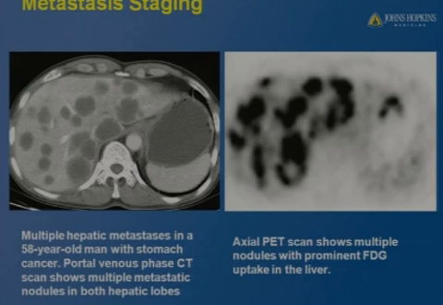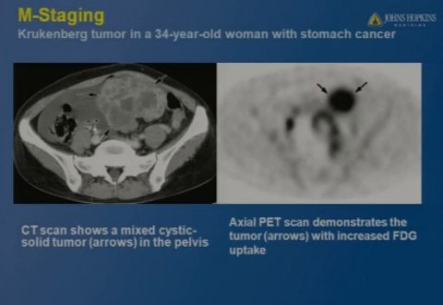This demonstrates a little bit of peripheral enhancement in this patient with hepatic metastases from stomach cancer, with multiple cystic nodules in the liver, and they were very highly FDG avid. In this 34-year-old woman with stomach cancer, we see a heterogeneously enhancing mass and ascites, demonstrating high FDG activity in a Krukenberg tumor.